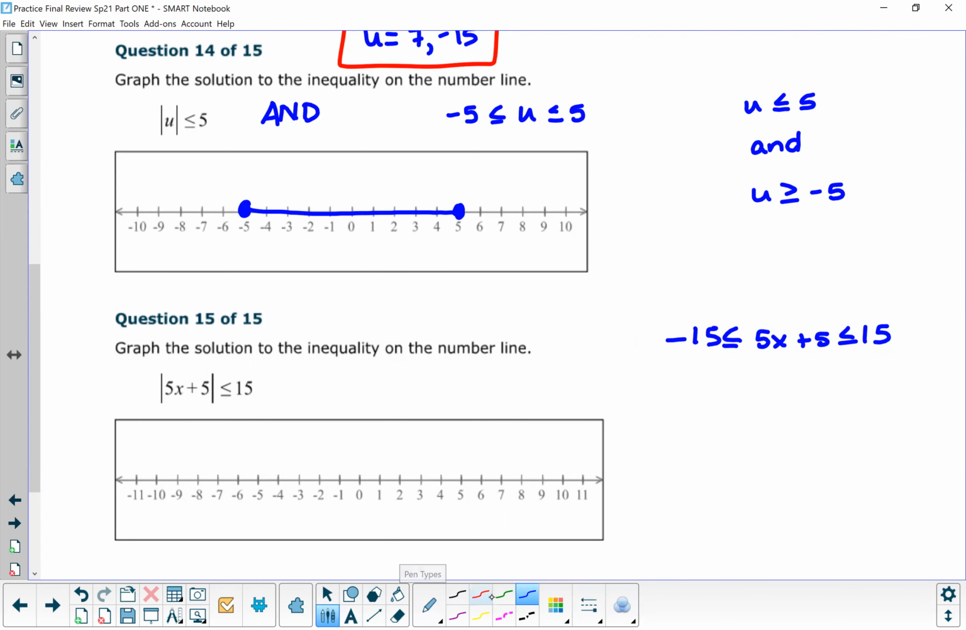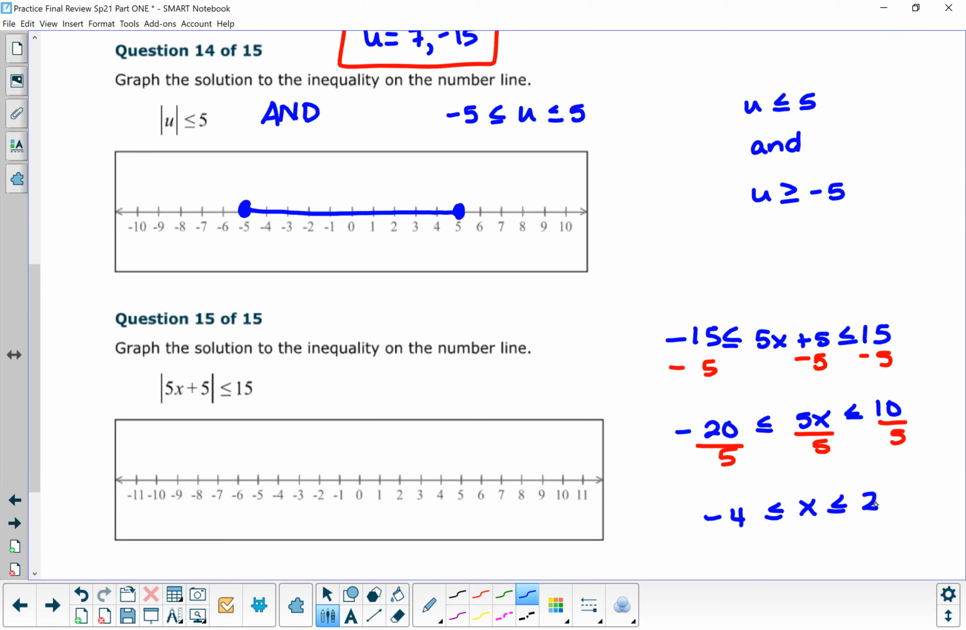And now when we solve this, we want to remember that this is actually two inequalities. So we remember if we subtract 5 from this middle, we got to subtract 5 from the right and from the left side. So that gives us negative 20 is less than or equal to 5x, which is less than or equal to 10. Then divide both sides by 5. So we have negative 4 is less than or equal to x, which is less than or equal to 2. All right, so we have negative 4, positive 2. There's our graph. All righty.